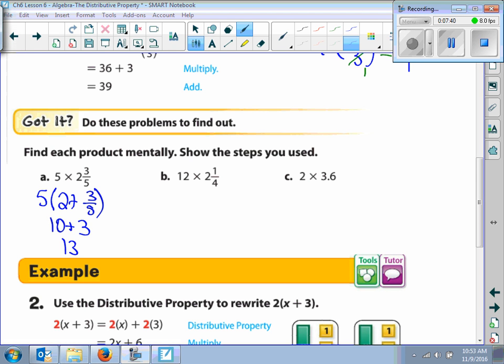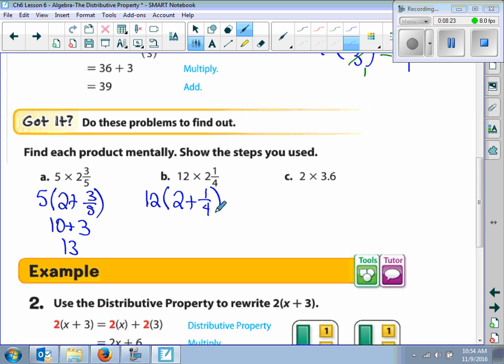So we have 12 times 2 and 1/4. So the 12 is going to multiply, we're going to multiply that 12 times something in my parentheses. Now, we've got 2 and 1/4. We're going to separate the whole number and the fraction. You with me? So 2 and 1/4 is going to be 2 plus 1/4. Okay, good. So 2 plus 1/4. Okay, so now we're going to use the distributive property to simplify. So that 12 gets multiplied times each of the addends in the parentheses.